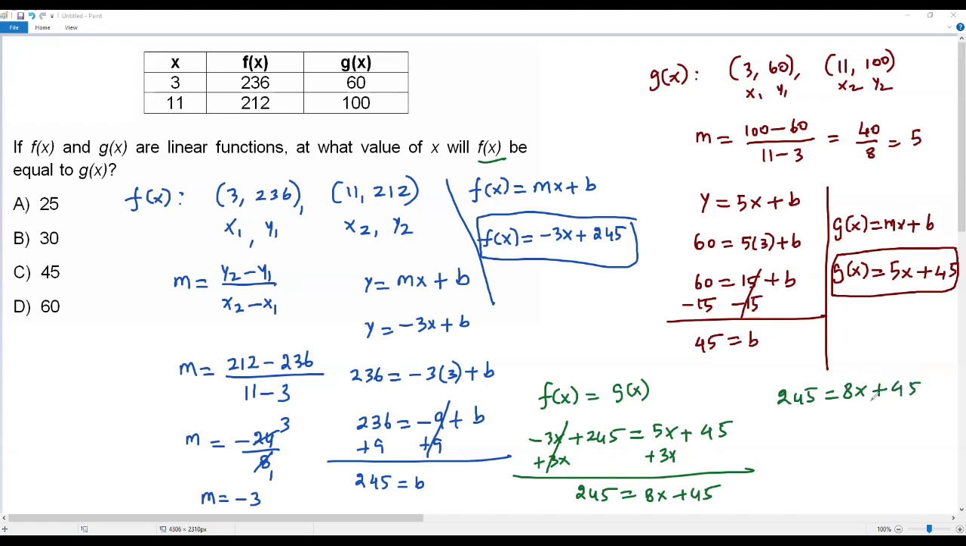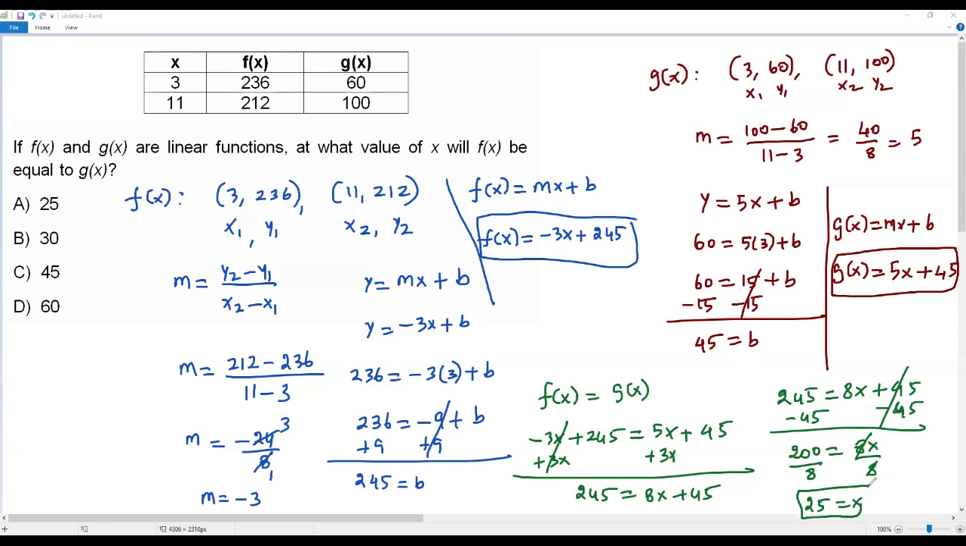Since my aim is to solve for x, I have to isolate x. For that I subtract 45 from both sides. When I do so, this positive 45 and negative 45 will cancel out. And when I simplify this, I'm getting 200 equals 8x. Now I divide both sides by 8. So this 8 will cancel out. When 200 is divided by 8, it's just 25. On the right side, we just have x.